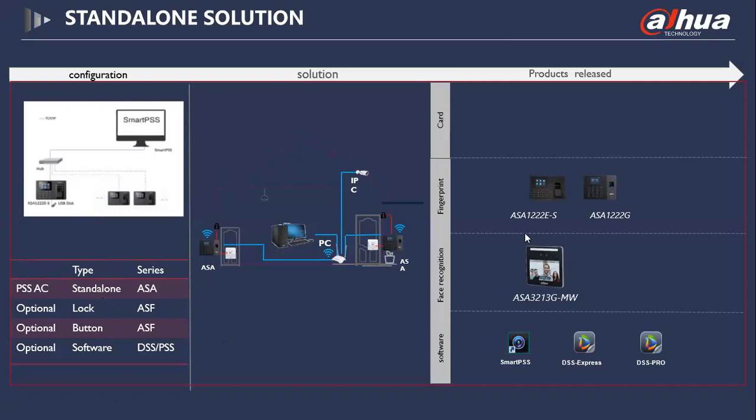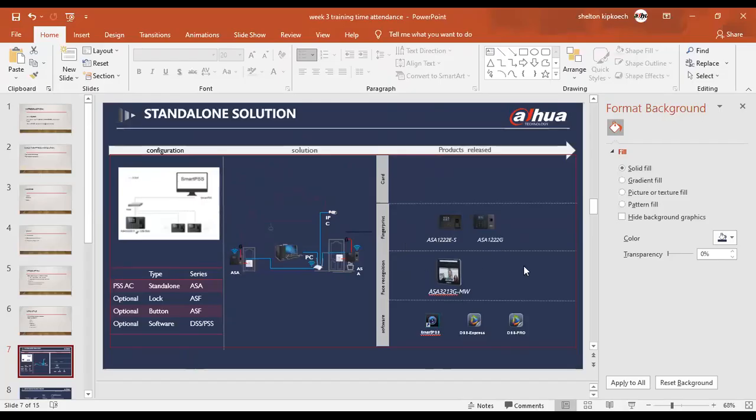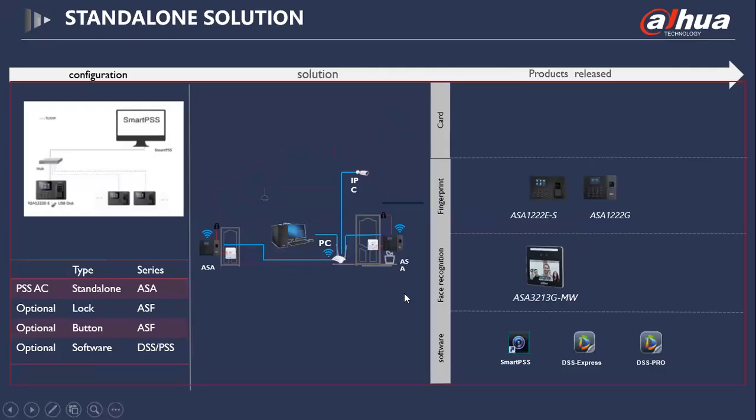For the software that we use for time attendance, we have Smart PSS. There are different versions of Smart PSS. We have Smart PSS AC, Smart PSS, and apart from that, we can use the DSS software. We have DSS Express and DSS Pro. Of late, the company has released DSS version 8, the higher version. But in this training, I'm going to handle Smart PSS and ASA 4214F.